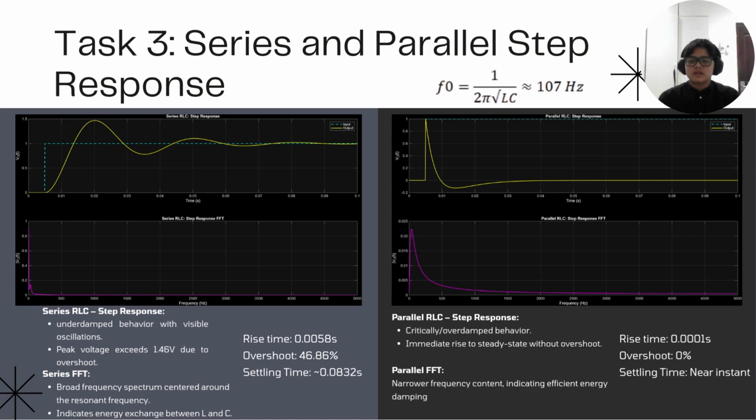analysis. For the step input, we observe a clear difference between series and parallel RLC circuits. The series RLC response shows visible oscillation and a peak voltage of around 1.46 volts with a rise time of 5.8 milliseconds and a high overshoot of nearly 47%. The FFT confirmed this with a wide frequency spread indicating strong resonance. In contrast, the parallel RLC response has no overshoot, a much faster rise time of just 0.001 seconds, and smooth settling. Its FFT shows narrower frequency content, meaning better energy damping.